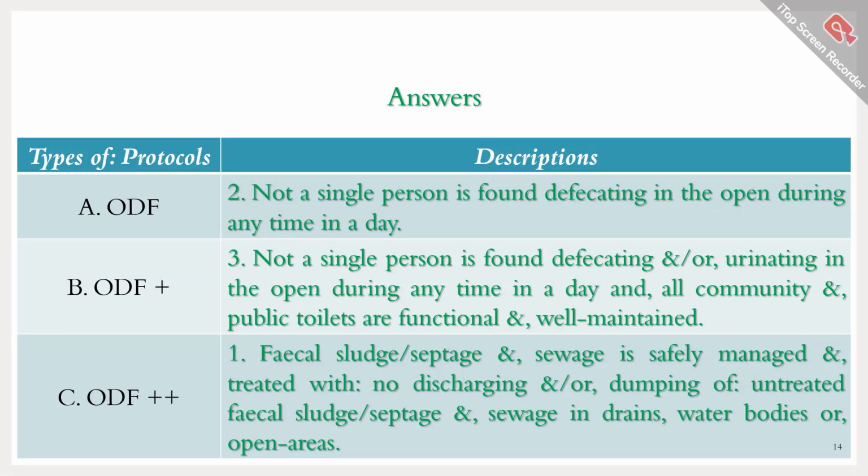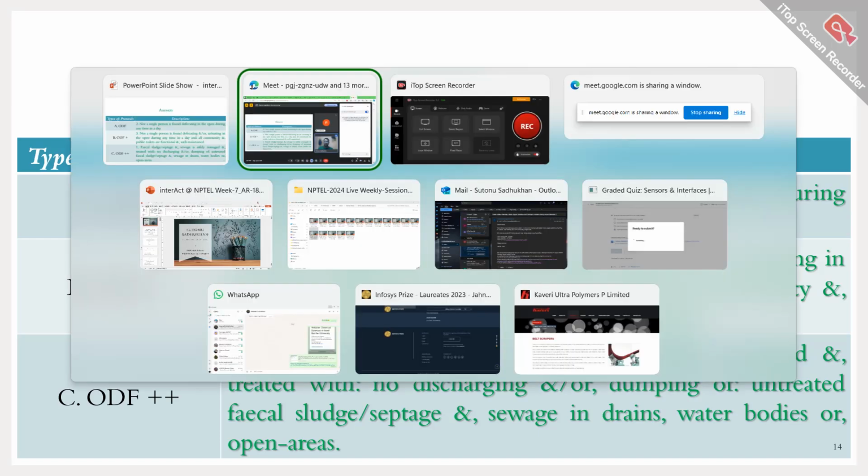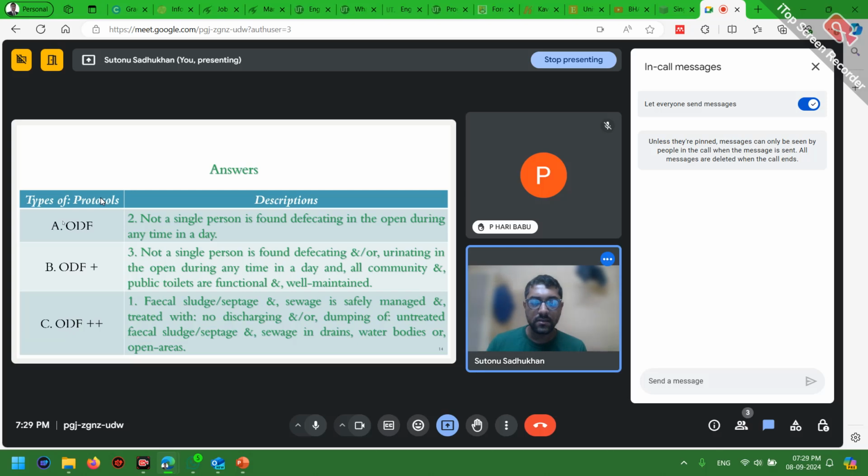ODF plus goes with the option 3, that is not a single person is found defecating and or urinating in the open during any time in a day, and all community and public toilets are functional and well maintained. And ODF double plus goes with the option 1, that is fecal sludge or septage and sewage is safely managed and treated with no discharging and or dumping of untreated fecal sludge or septage and sewage in drains, water bodies, or open areas. So 2, 3, 1. This is the correct order of the right hand column.